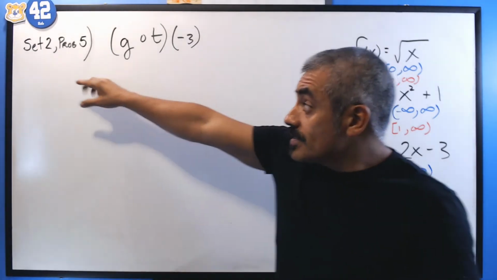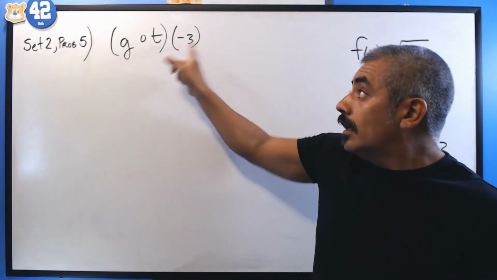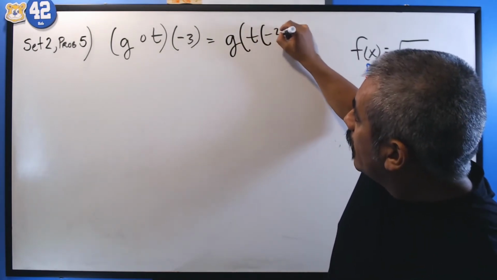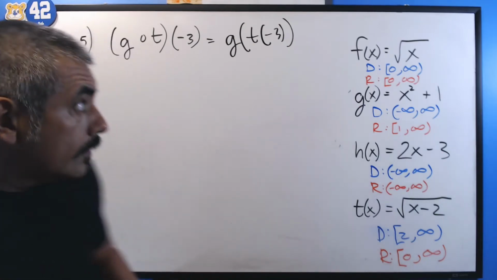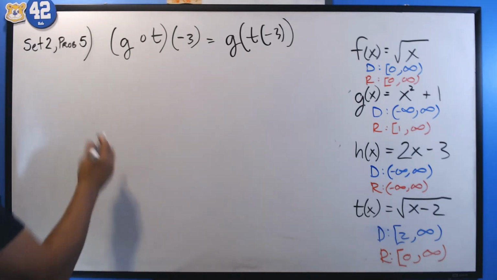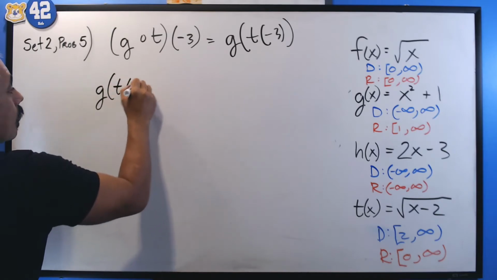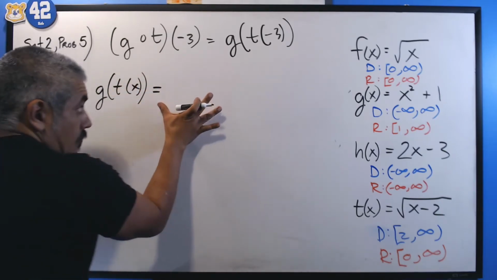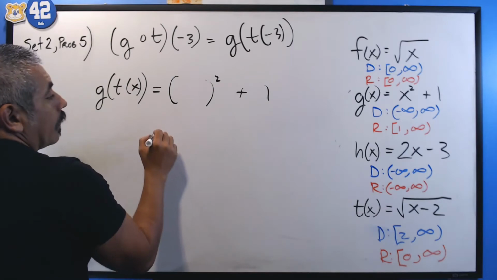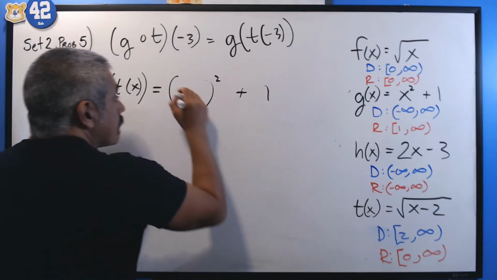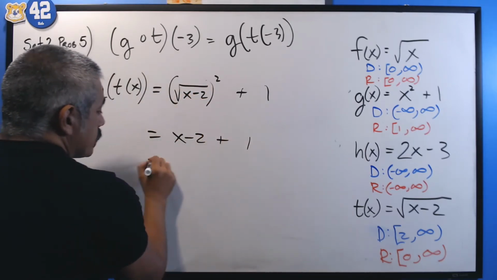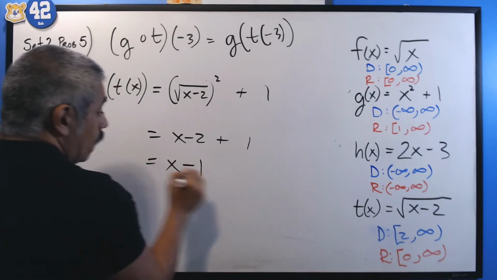Let's take a look at this example from set 2, problem 5, g of t of negative 3. Now if we solve this problem by composing the functions first, let's see what that looks like. g of t of x is equal to g, and that's going to be x squared, so something squared plus 1. And that something squared is going to be t of x, and t of x is x minus 2. And this is going to give us x minus 2 plus 1, which is equal to x minus 1.